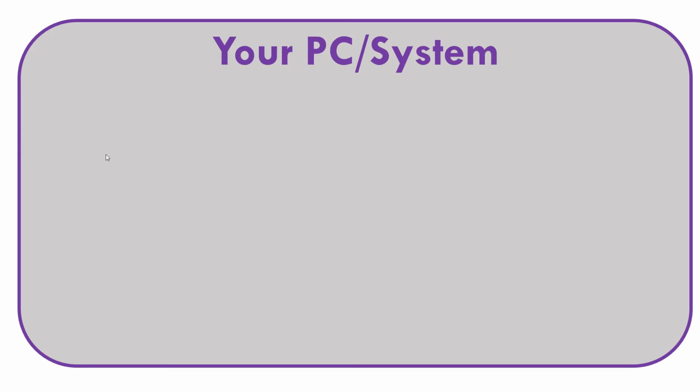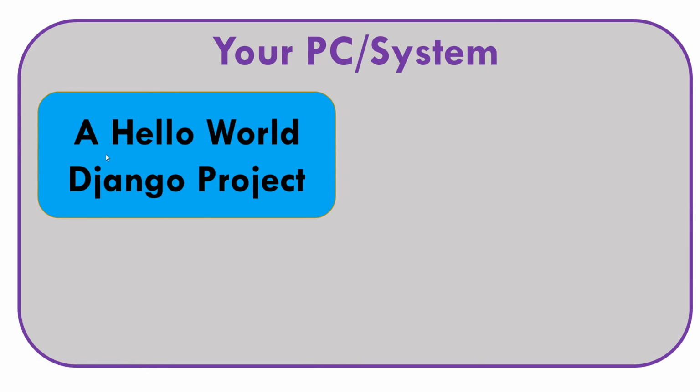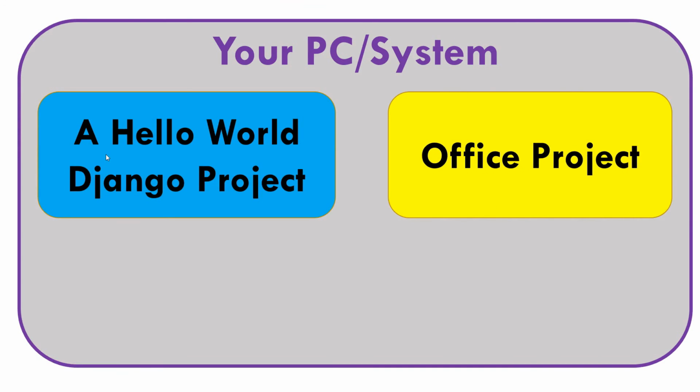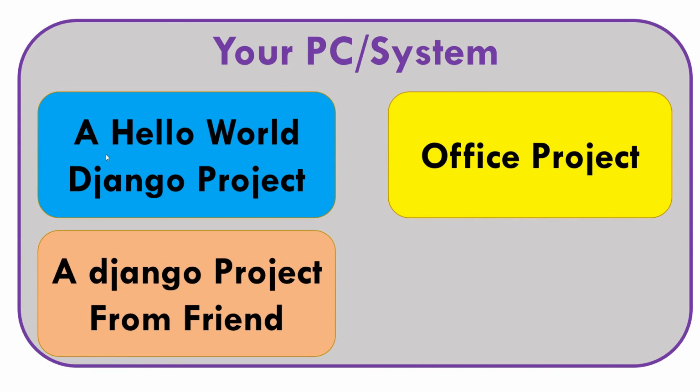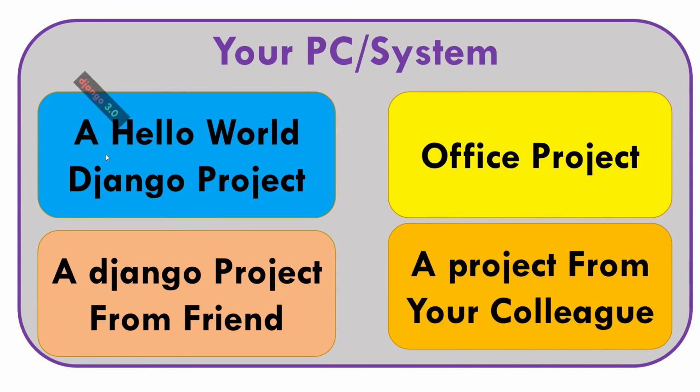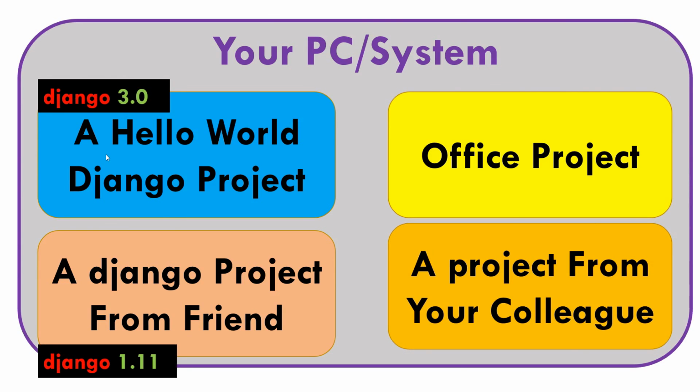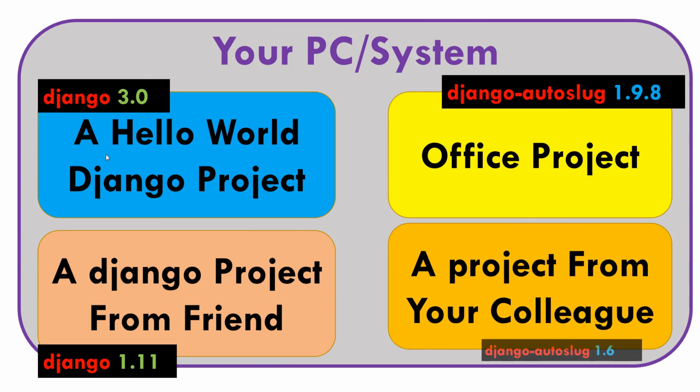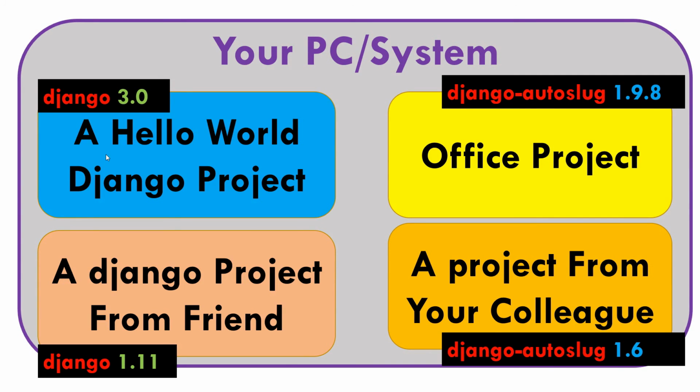So let's say this is your PC or your system, and on this PC you might have been playing around with your Hello World Django project. You might have another project, let's say an office project, or maybe you have a Django project that is borrowed from your friend, etc. Now all these projects can have their own different types of Python packages and libraries, right? Let's say the Hello World project on the left side has Django version 3.0, whereas the project that you borrowed from your friend can have Django version 1.11.